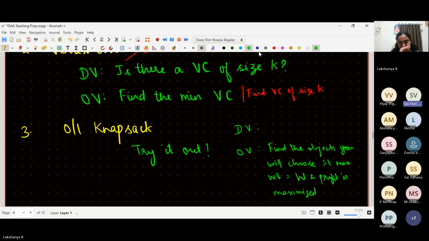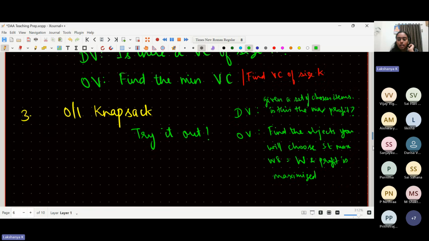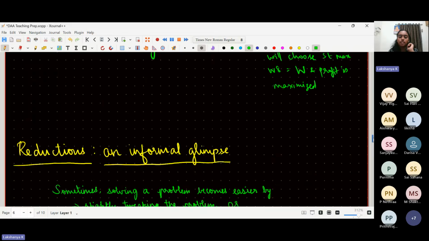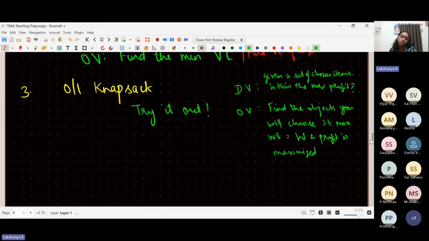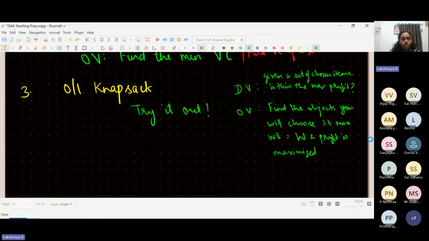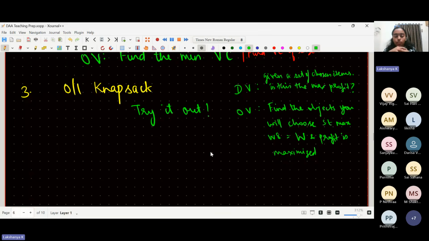I mean, given this weight, is it the maximum profit or something with a yes or no? Yeah, given a configuration or given a set of chosen items, is this the best profit you can get? Something like that. Right? Great. So that's the idea. So the key takeaway here is, in most cases, the decision version will be easier to solve than the optimization version. Not necessarily all cases. Okay, so with that, any questions so far?